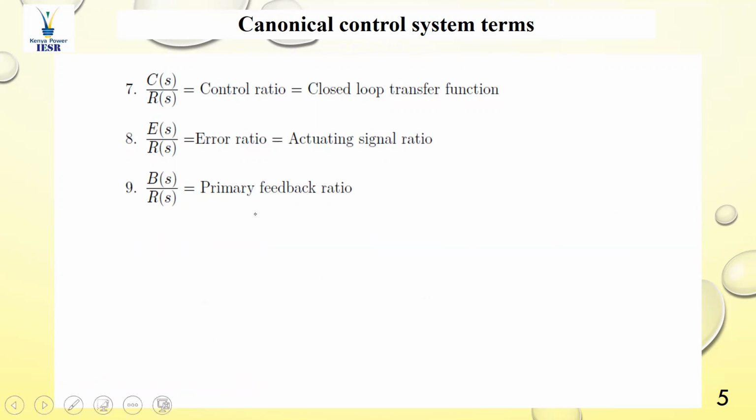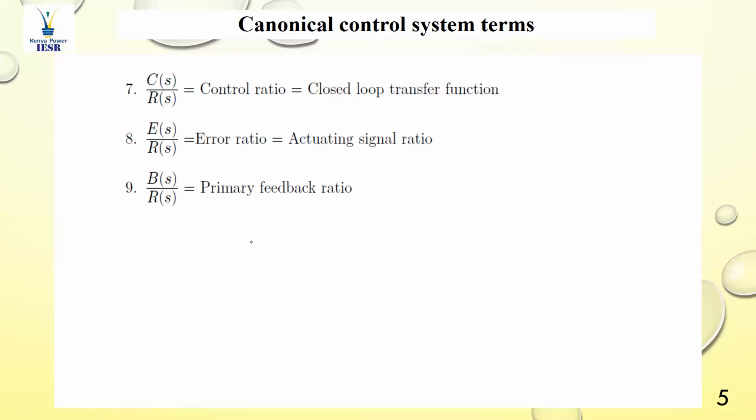So this is what we are going to derive. We want to derive the control ratio, the error ratio, and the primary feedback ratio in our next class.